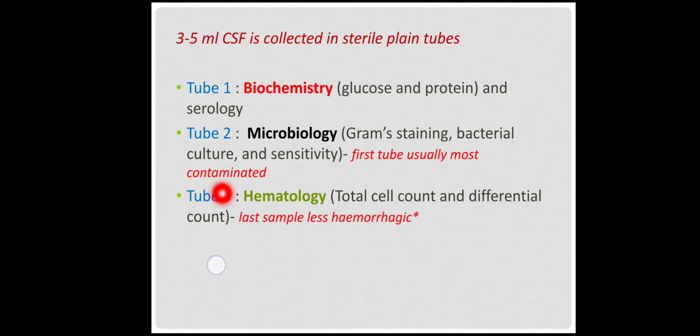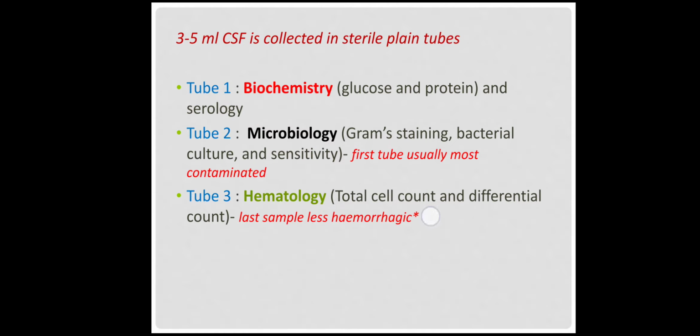Similarly, the hematology samples are also taken in the later tubes to calculate the total cell count and differential count, because the last sample is less hemorrhagic. So these are the 3 tubes which we take, and these are the tests which we perform in each of those tubes.